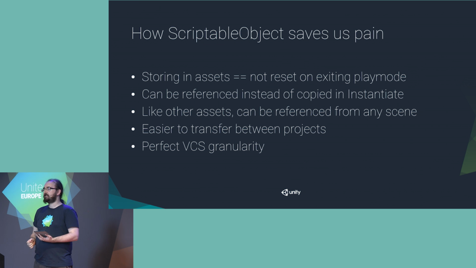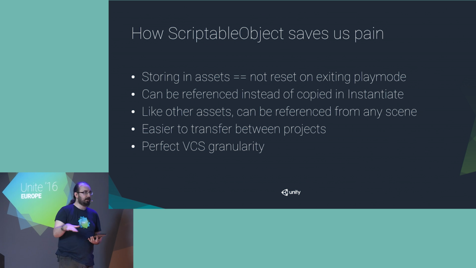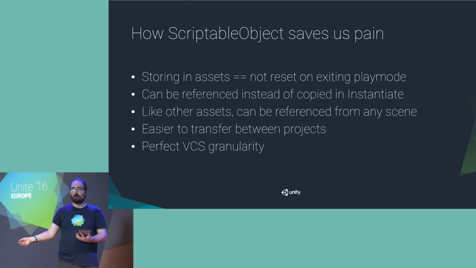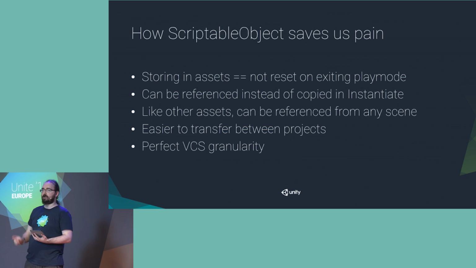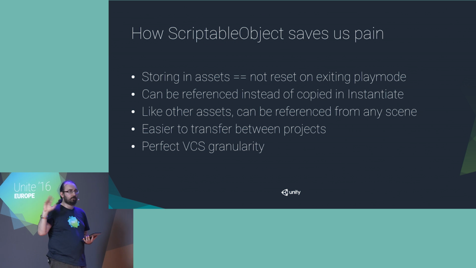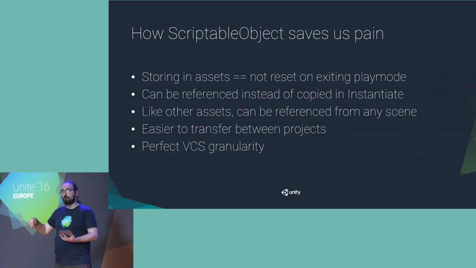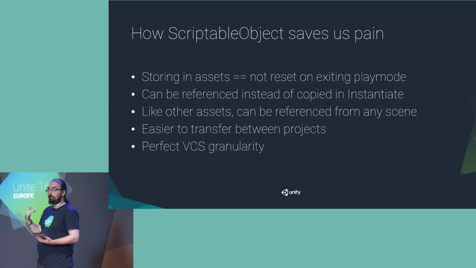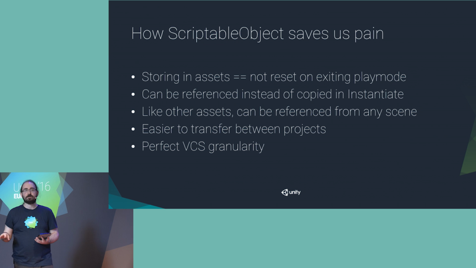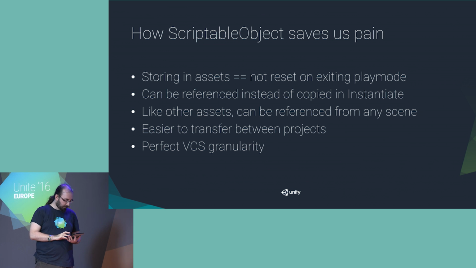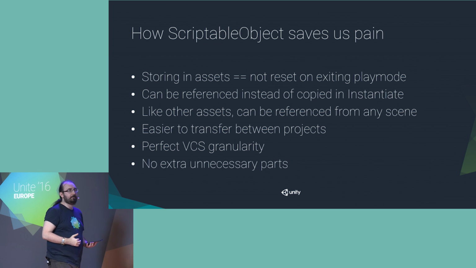You get perfect VCS granularity, whatever you like. One file equals one object, and most VCSs are operating on a file basis. So you want to go and change one enemy's information, that's one Scriptable Object, that's one .asset file, that's one checkout from Perforce or check into Git or whatever you like. But you can also combine them together if you want, and you have total control over it, rather than with scenes and prefabs and so on, where it's not quite so ideal. And there's just no extra unnecessary parts.